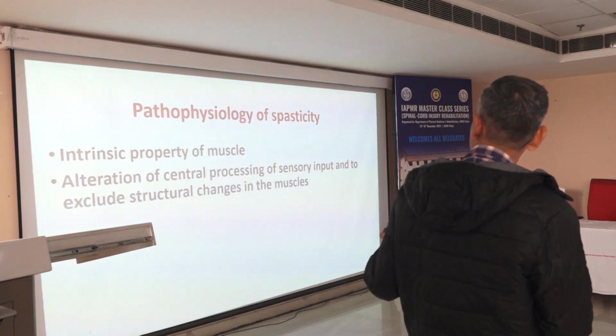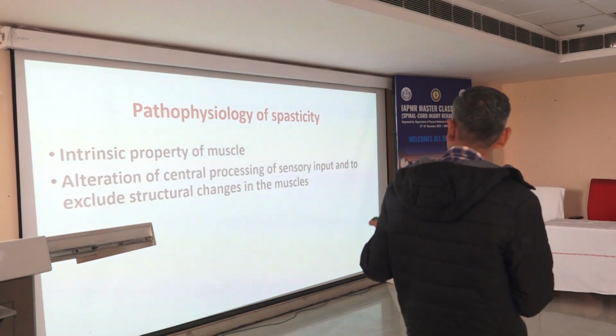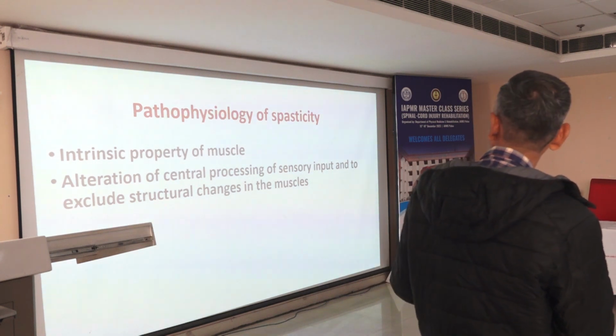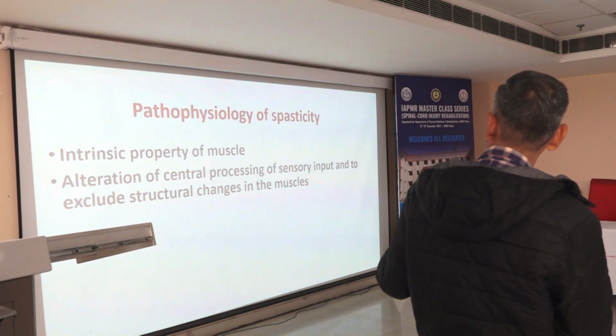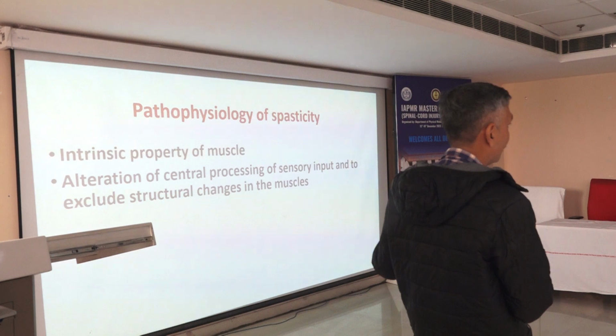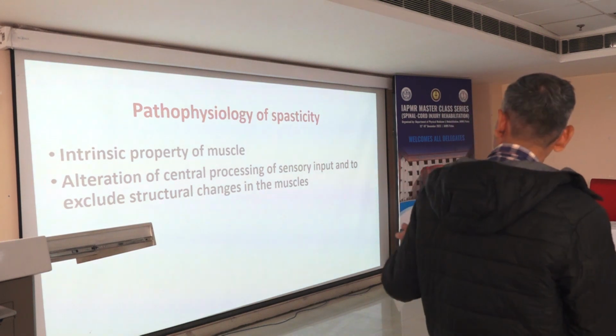Then another theory is an alteration of the central processing of the sensory input. So, this is very important. There should be some alteration in the central processing of the sensory input for spasticity to occur. So that is another theory.